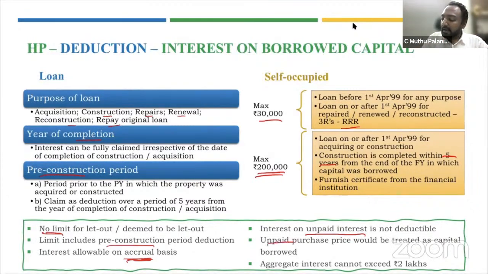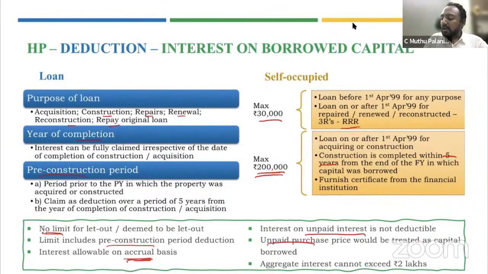And whatever unpaid purchase price could also be treated as capital borrowed. What is unpaid purchase price? I'm buying a property for 60 lakhs. I'm paying 40 lakhs, balance 20 lakhs. I'm telling the seller that I'll pay it in 2 years. So for the next 2 years, this 20 lakh is like a loan. So when I'm repaying it, this 20 lakhs along with the interest for 2 years will be considered as borrowed capital. So that is also borrowed.